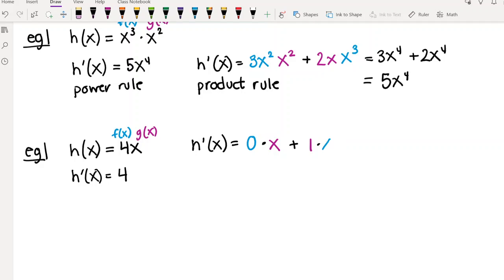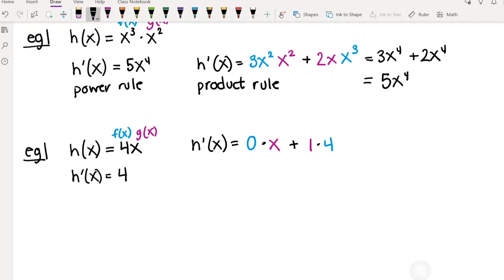Sorry about that. I wrote, let me walk back for a second. So the second part is the derivative of g of x, right? It's g prime of x times your original function f of x. And the original function f of x is just 4. So we're just doing 0 times x plus 1 times 4.